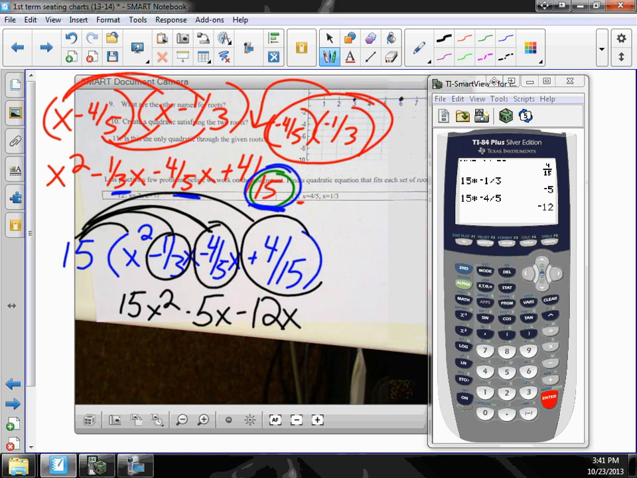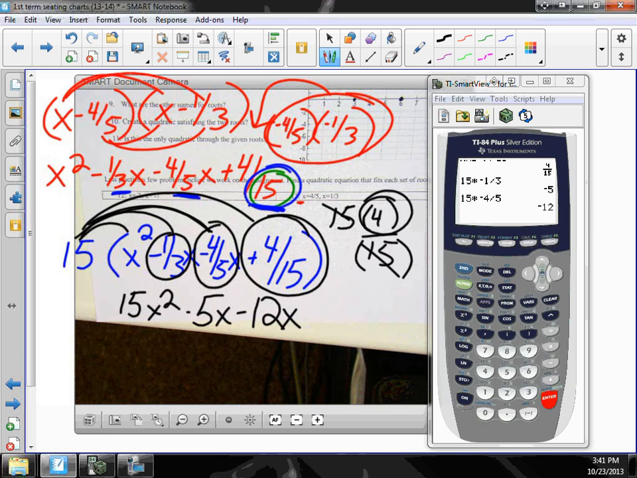And then the last one, 15 times 4/15. Well, if I do 15 times 4 over 15, 15 cancels 15, and the answer is just 4. And that will always happen. On your constant term, the denominator and the numerator will cancel, and you're just left with that plus 4 or whatever it is. Okay, so now I can put these together because they're like terms, and I get 15x squared, negative 5 and negative 12 is negative 17x, plus 4.